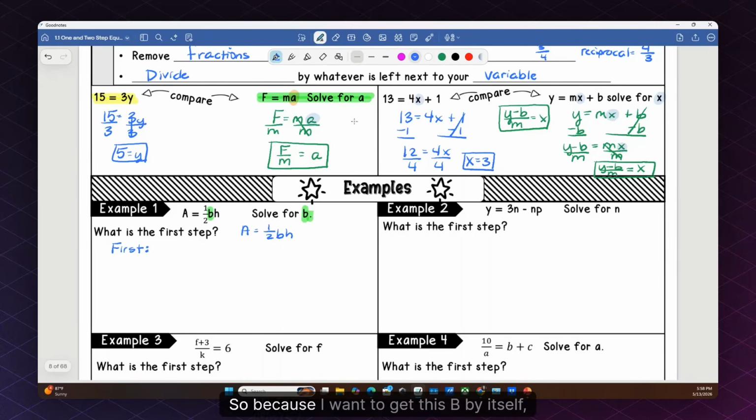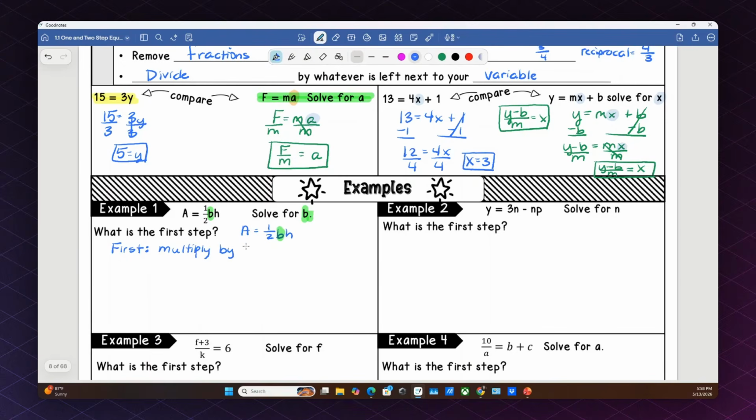So my first step is I am going to deal with this fraction. Because I want to get this b by itself, there's two things touching b. It's the 1/2 and then the h. So I am going to deal with this fraction first. And so remember, to get rid of a fraction, we can multiply by the reciprocal. So I am going to multiply by 2. It's really 2 over 1, but we're going to multiply by 2.